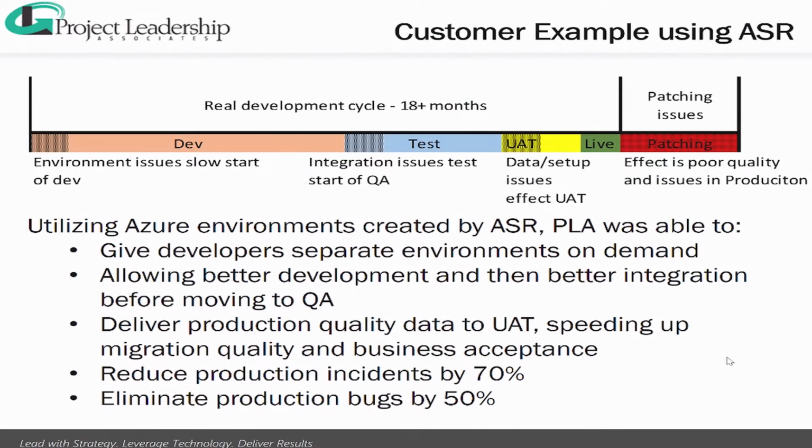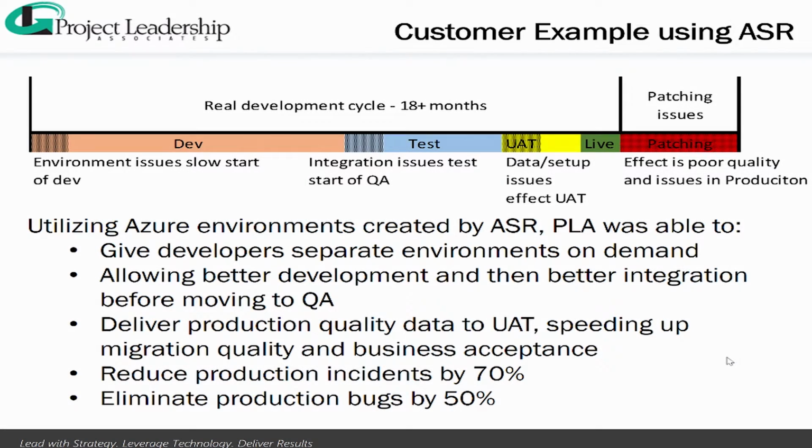Here's a real-life customer example of using Azure environments to speed the development cycle. Utilizing Azure, we were able to give developers separate environments on demand when they needed them so that they would have everything they needed to code independent of each other. We then gave development teams integration environments where they could bring all their code together, so the turnover to QA went very smoothly.